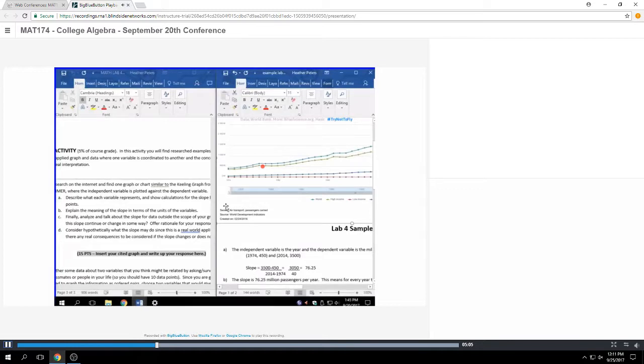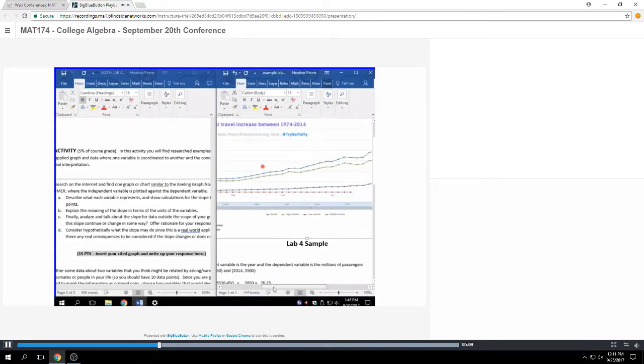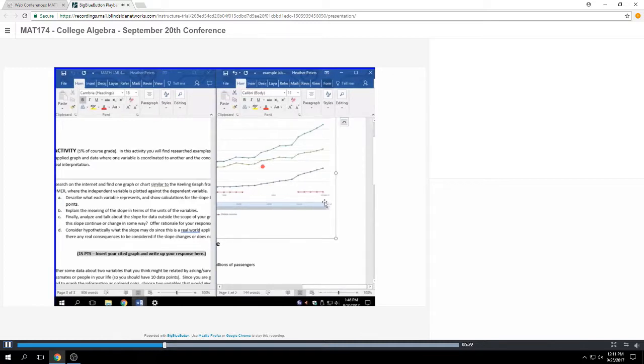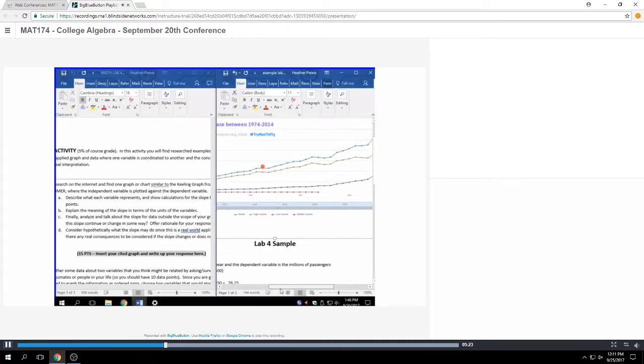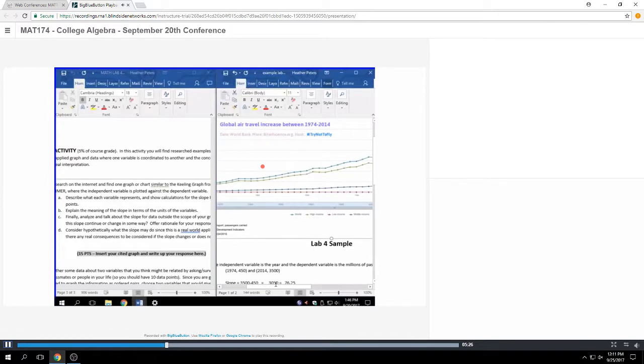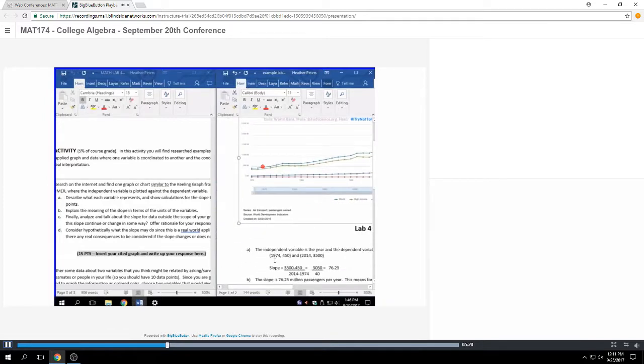So in 1974, and I'm using the light blue graph, there were 450 million passengers. So that's one of my points. And then I'm going to go to the end. And in 2014, following up to the graph, there were about 3,500 million passengers. So it may be an estimate.